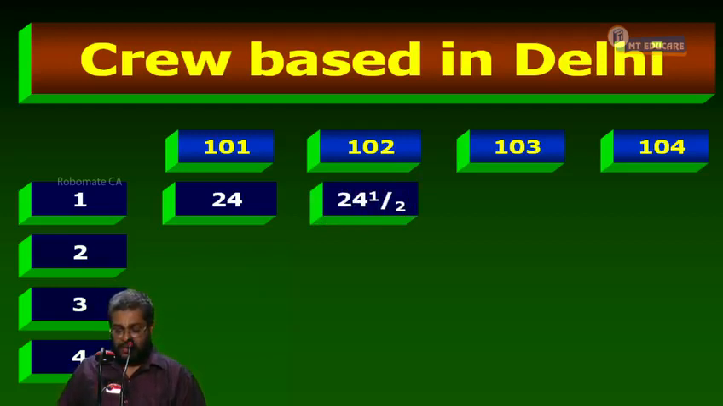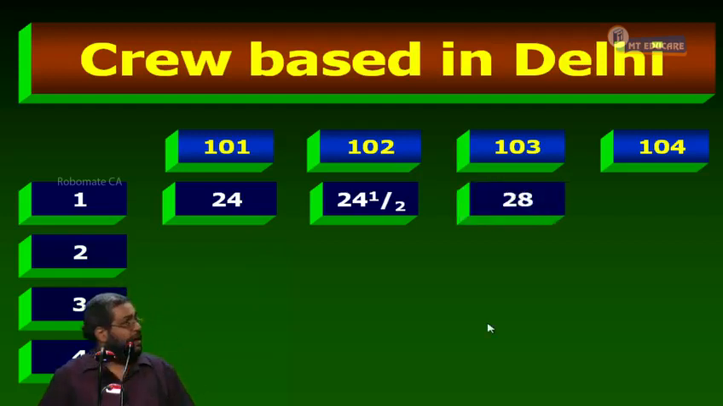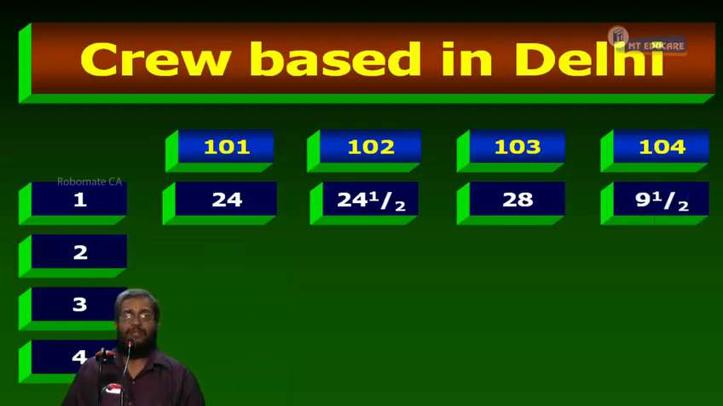1 and 103. Flight 1 reaches Jaipur at 8 o'clock. 103 starts from Jaipur at 12 o'clock. Today 12 o'clock or tomorrow 12 o'clock? Tomorrow 12 o'clock. How many hours? 28 hours. I hope everybody in the class is understanding and writing. Next. Flight 1 reaches Jaipur at 8 o'clock. 101 starts at what time? 17:30, which means 5:30 evening. Morning 8 o'clock to evening 5:30. How many hours here? 9.5 hours. If you are not able to count, go home and count the time. Now, next.